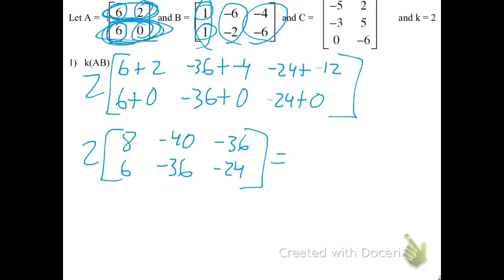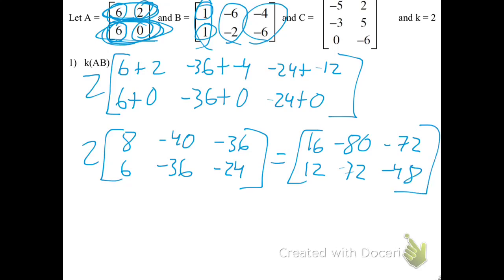And now we have to times it all by 2 to get 16, negative 80, negative 72, 12, negative 72, and negative 48. And this is k times A times B. Let's move on to A times C.